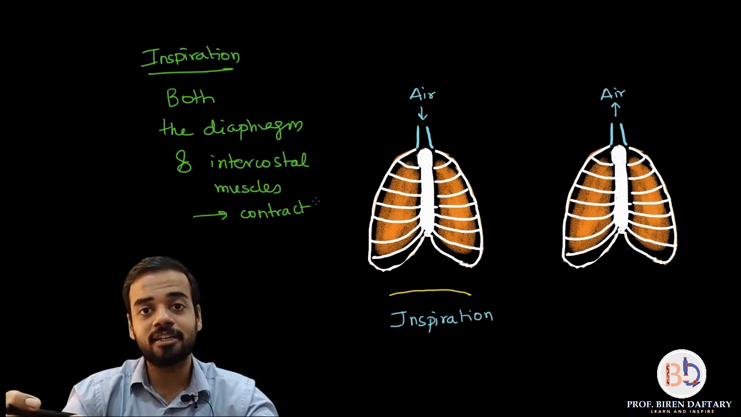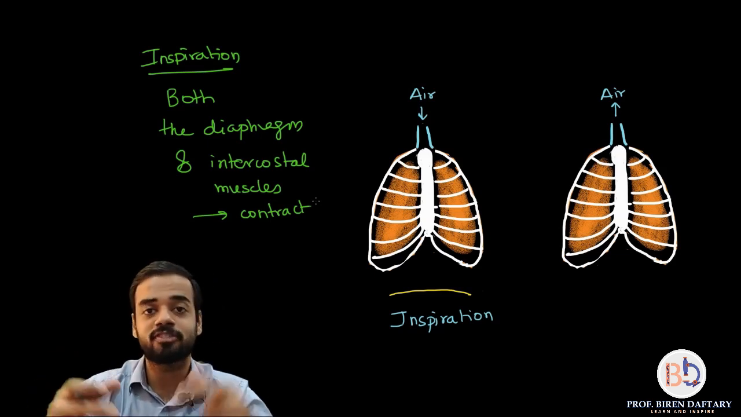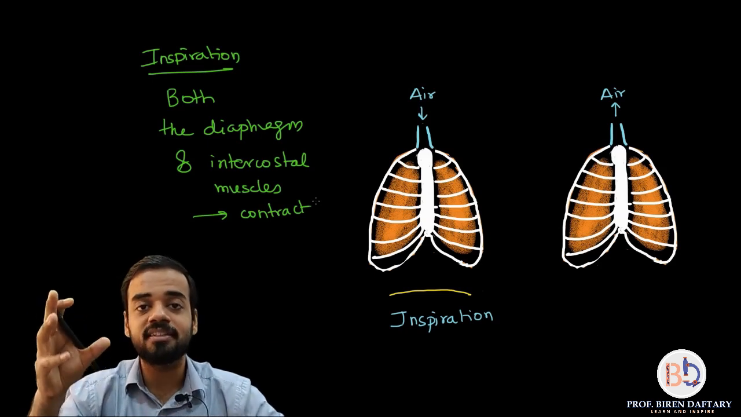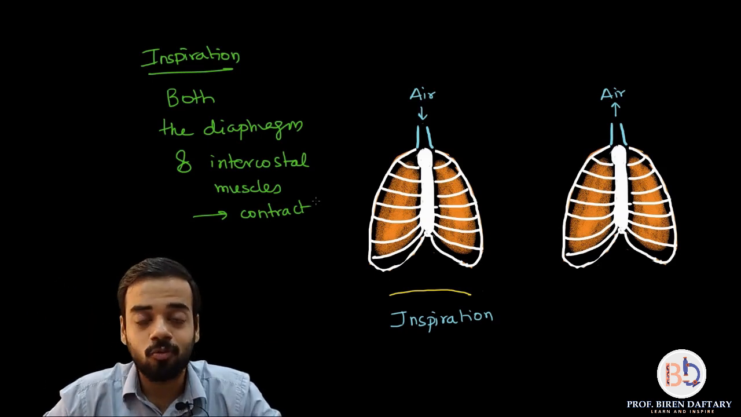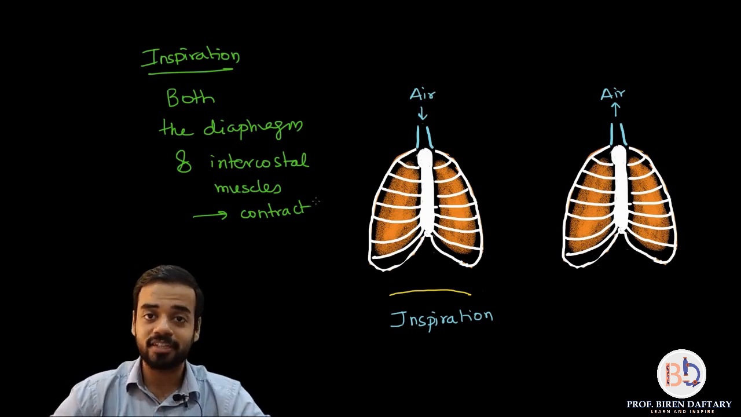Outside, the environmental air pressure is more; inside the lungs, the air pressure is less, so air will flow from outside to inside. Is this clear? Okay, now this inspiration is called an active process. What is an active process? An active process is a process in which ATP is used in the form of energy, correct?